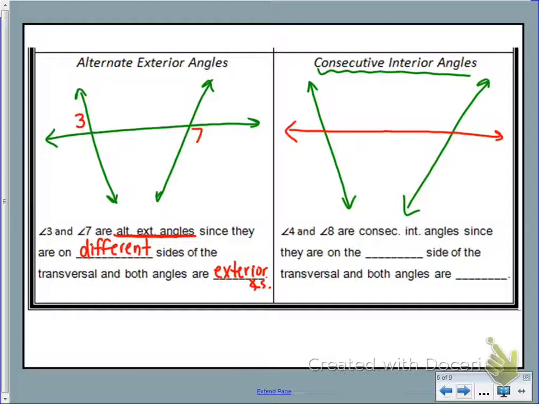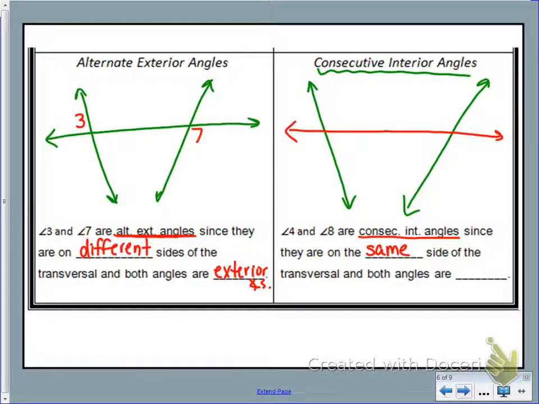Angle 4 and angle 8 are consecutive interior angles. There's the abbreviation for that. Consecutive means, if you notice, the other two prior, by the way, were alternating. So consecutive means same side. So they are on the same side.